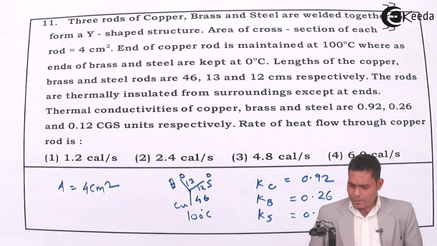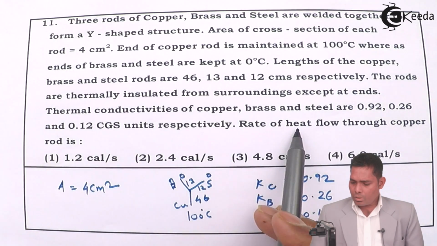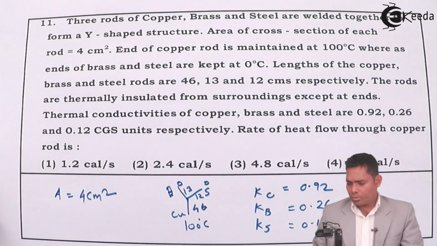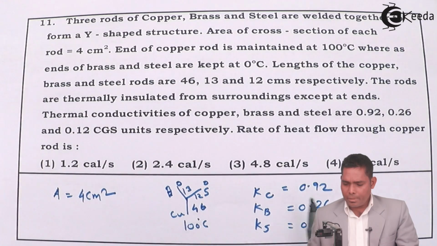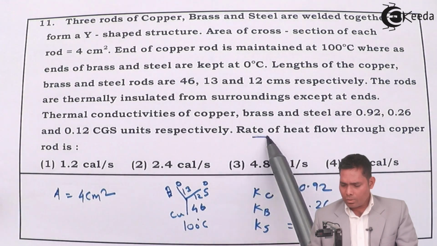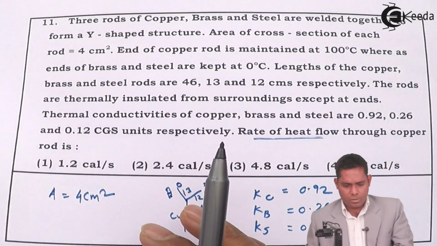Next, the question is the rate of heat flow through the copper rod. So let us draw the diagram and solve. You have to only find the rate of heat flow. That's all you have to find. So let us solve this question.